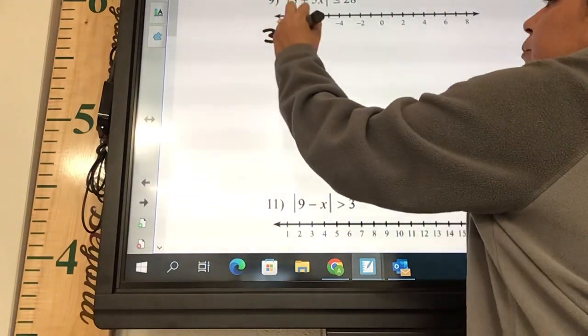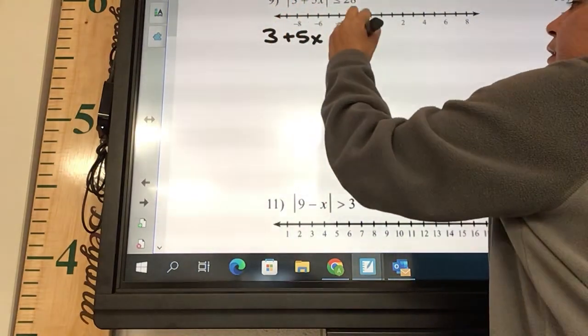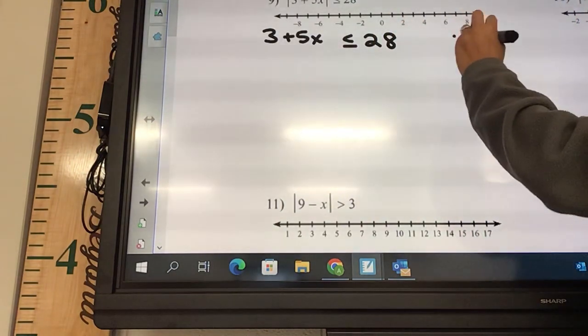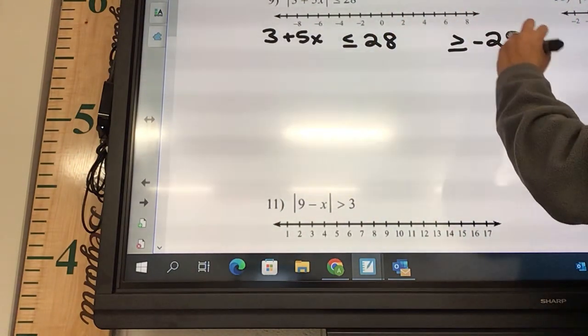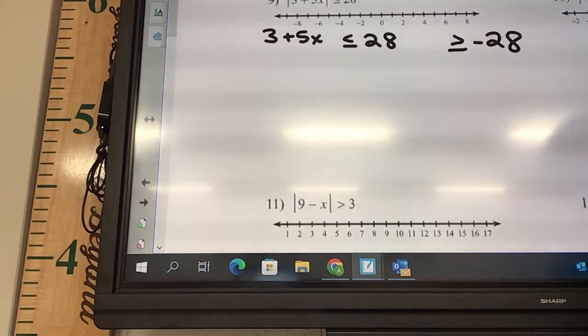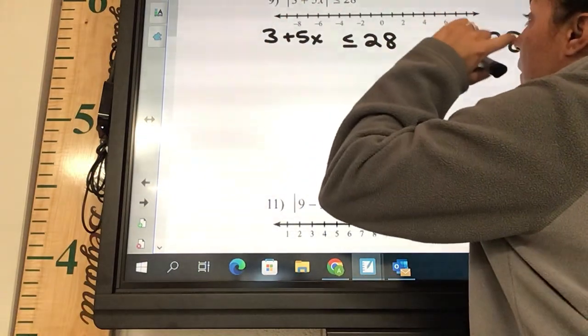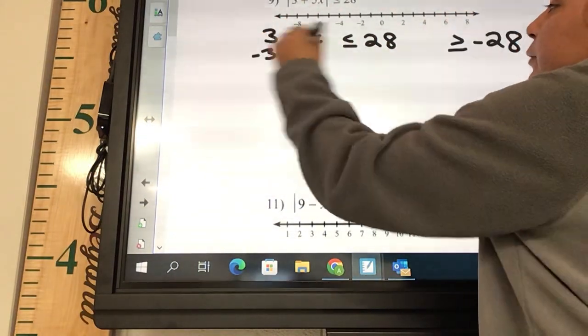Okay, number 9. I got 3 plus 5x. Okay, we're gonna say 28. Flip the other one, negative 28. What's gonna get moved first? The 3. How do I move it? Minus 3. Why do we do the 3 first?